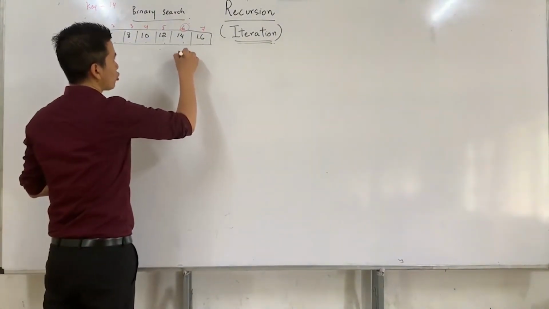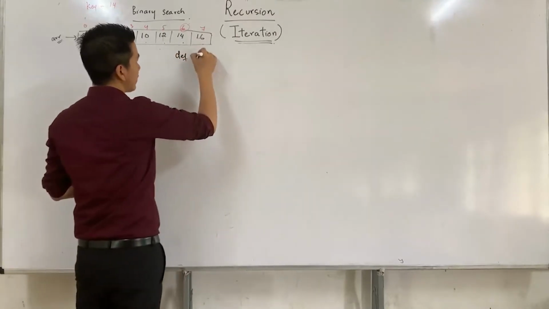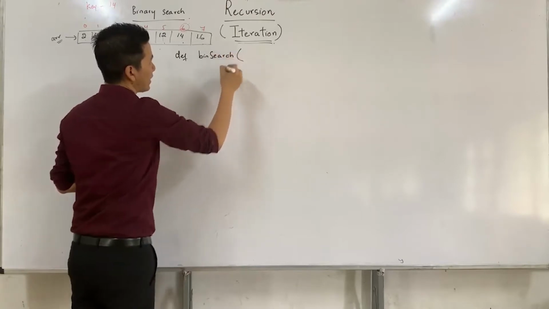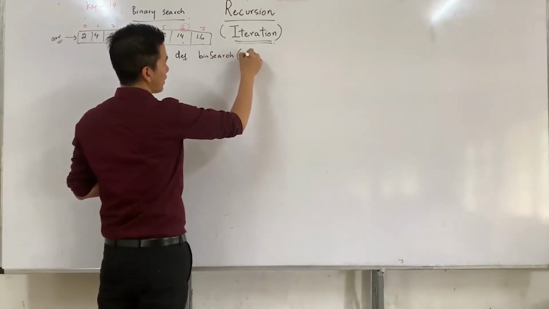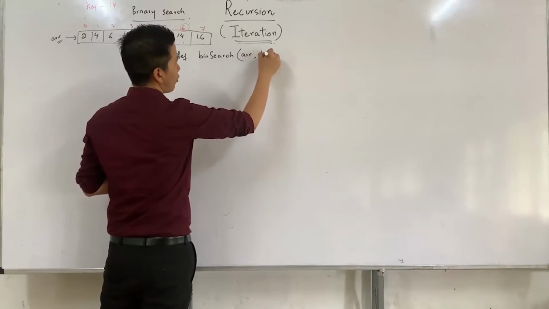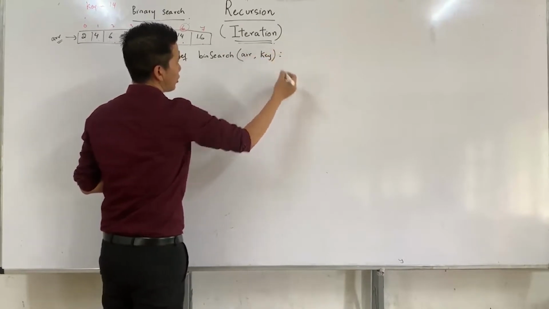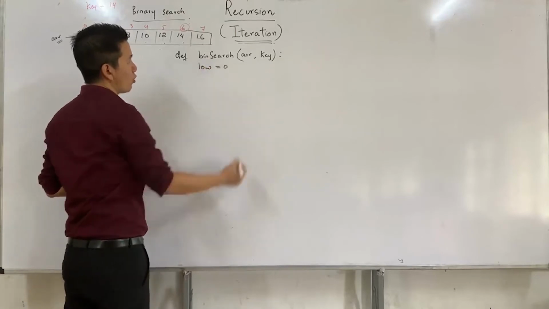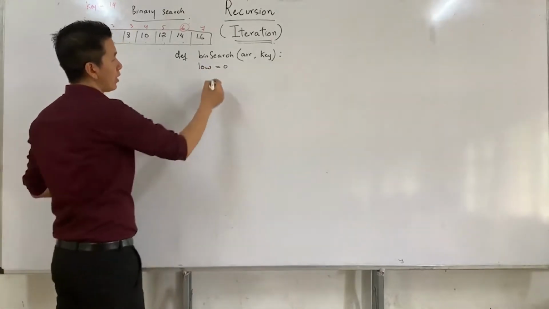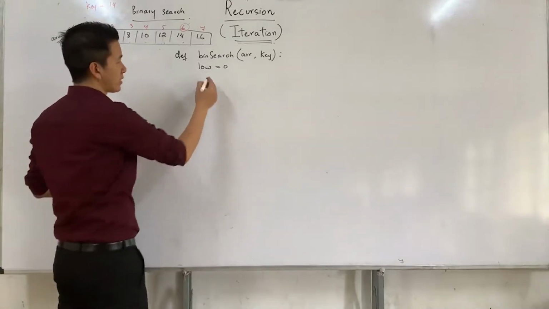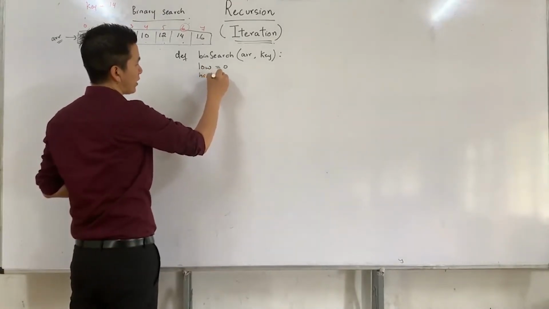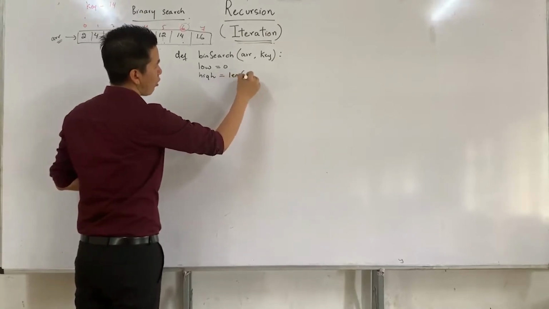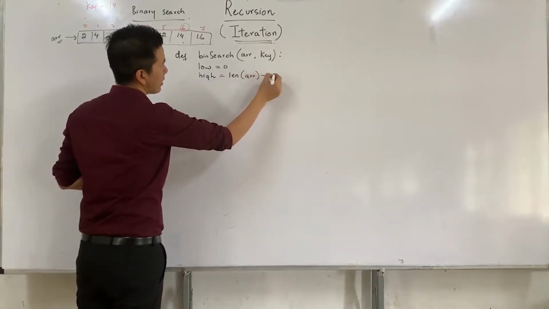The name of the function will be, say, bin search. It needs two arguments. The first one is ARR, followed by the key value to be searched. Then we'll take the help of two variables. Low obviously has to be 0, indicating the lowest or first index, and then the value of high, the last index, will be length of ARR minus 1.